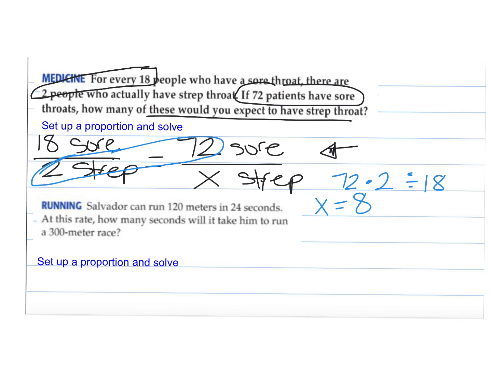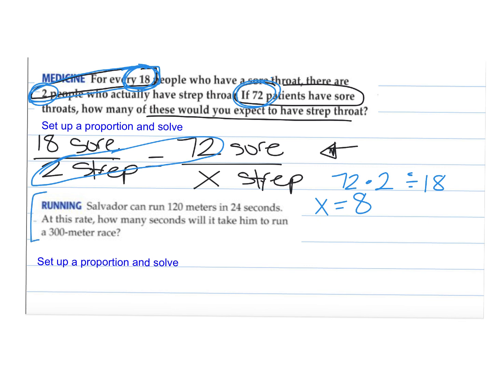And we want to make sure that that makes sense. Well, I know that 1/9 of 18 is 2. So if I look at 72 and think, is 8 around 1/9 of it, then that would make sense. If my answer was all of a sudden bigger than 72, but here it's telling me that the people with strep throat is smaller than sore throats, then I would know my answer didn't make sense.